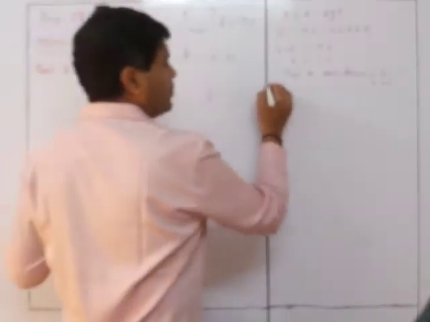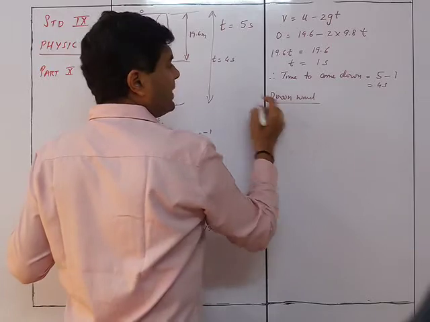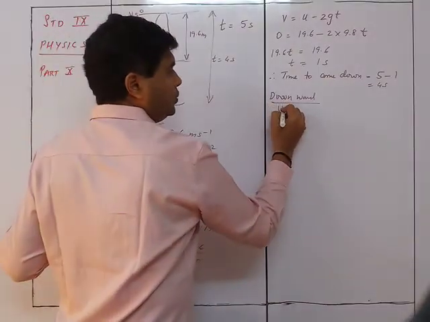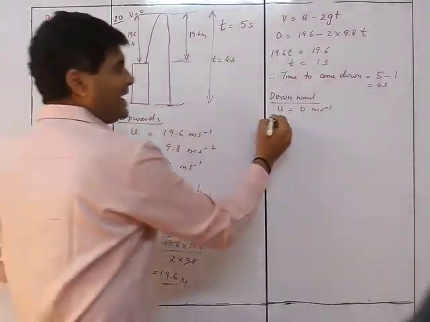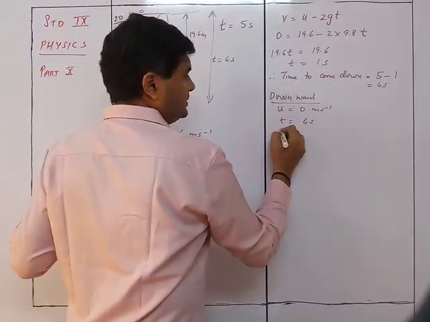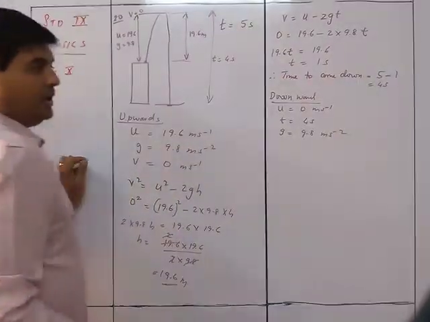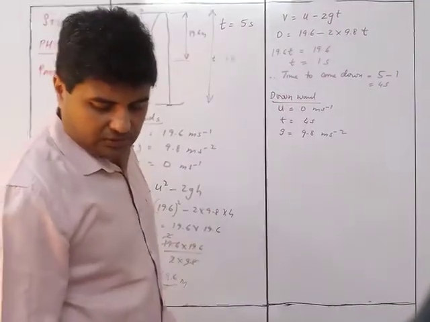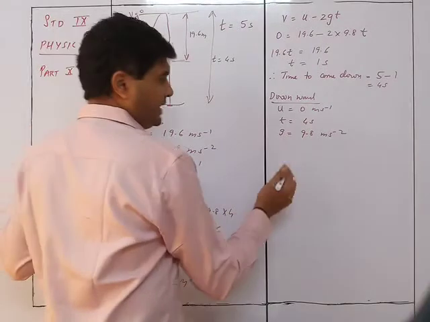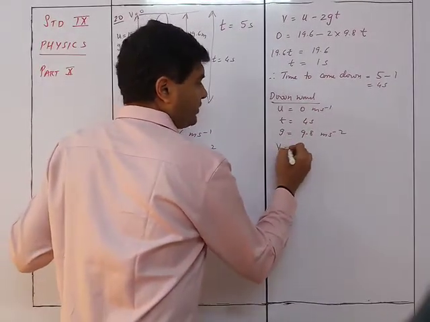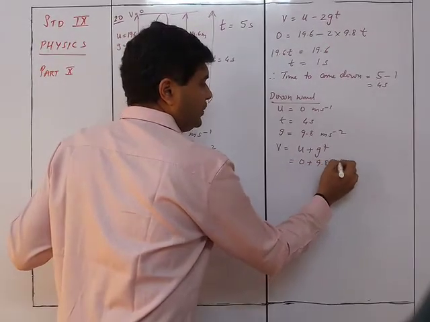Now let's see what is the downward motion. Downward, what is going to happen? Downwards, we have my initial velocity over here, u is going to be 0 meter per second. Time is equal to 4 seconds. g is equal to 9.8 meter per second square. I need to find out the velocity when it reaches the ground and the height. So first thing is I can take out v. v is equal to u plus gt. It's 0 plus 9.8 into 4.